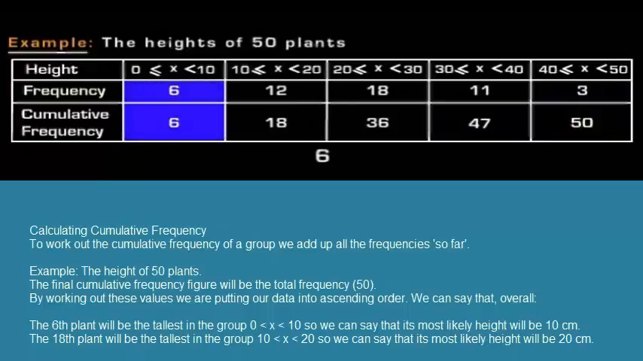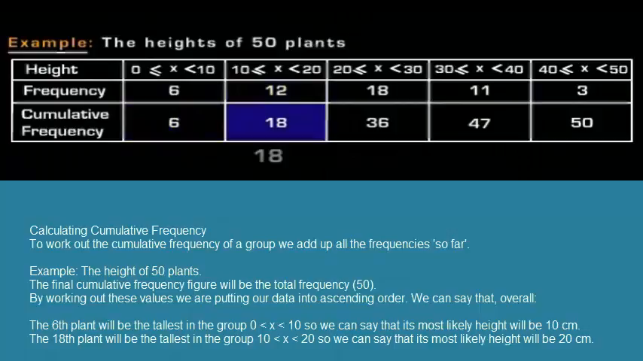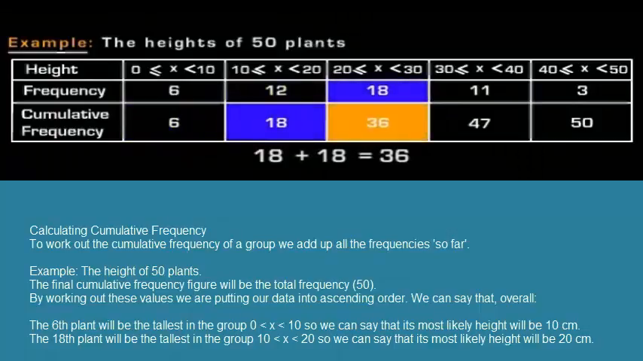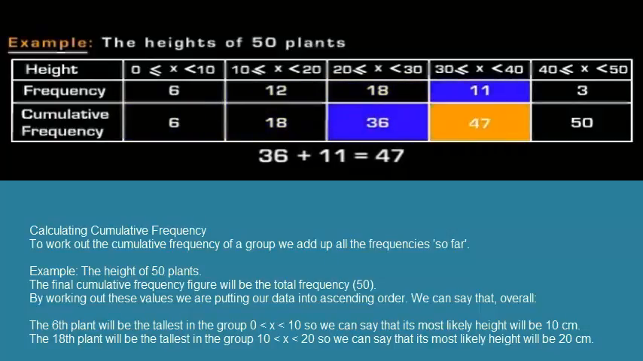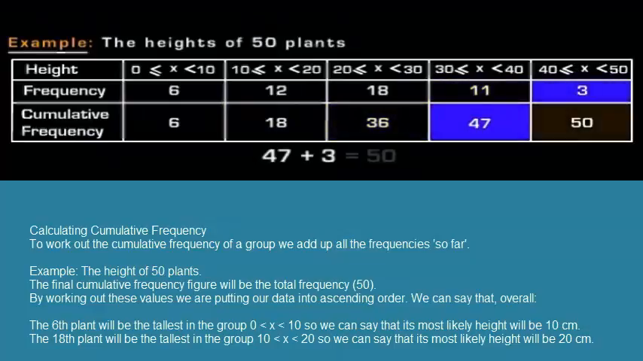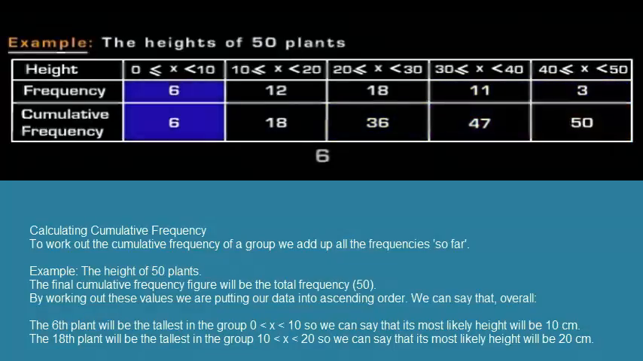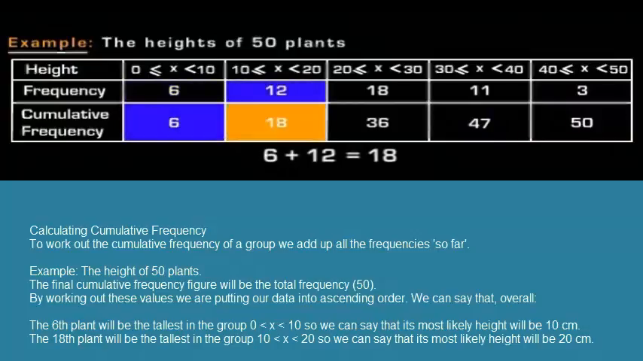To work out the cumulative frequency of a group, we add up all the frequencies so far. Example, the heights of 50 plants. The final cumulative frequency figure will be the total frequency, 50. By working out these values, we are putting our data into ascending order.